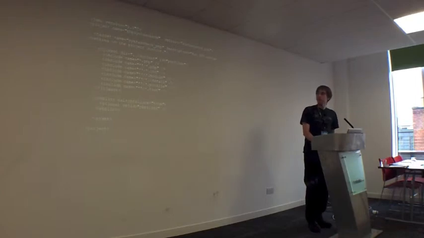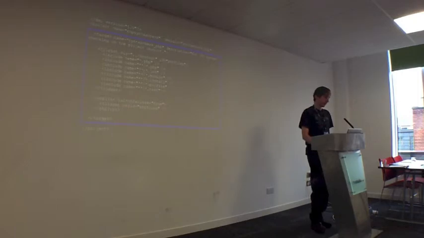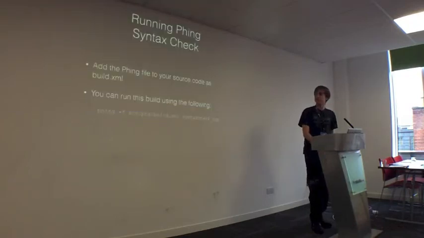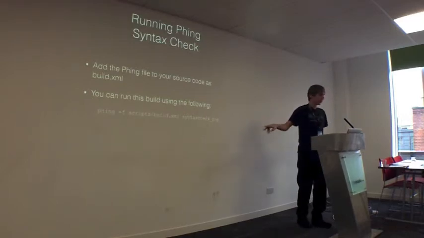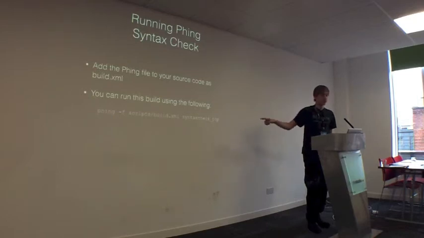But every Phing file is basically XML, and you have a project which holds everything inside it, and then inside that you have targets. So in this case I've got a syntax check underscore PHP, and inside that I use fileset. The fileset is used to tell Phing what files you want to include, and then I pass that into the PHP lint task, and tell it to halt when there's a failure. Now this communicates with Jenkins, and it will cause Jenkins to fail a build if your Phing task fails. You can actually run this locally with phing -f and the build file, and then the target within the build file.